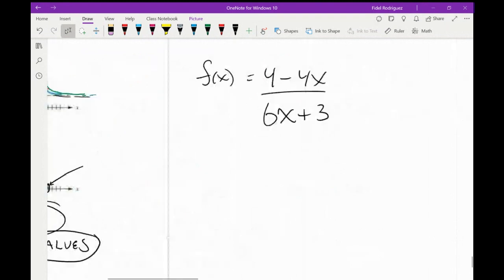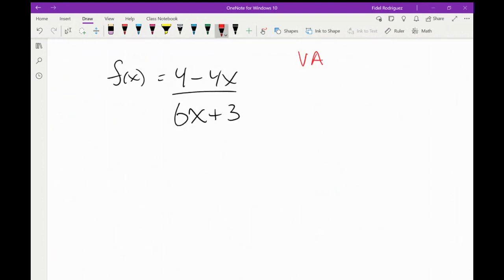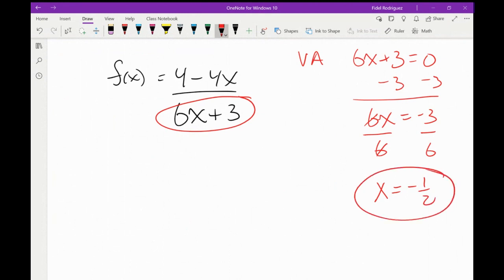Yes, okay. All right. So remember, if I'm going to find my vertical asymptote, I'm going to take the bottom part and set it equal to 0. So when I move this 3 over, I get 6x equals minus 3. And when I divide by 6, I'm going to get x equals negative 1/2, right? So I'm going to stop sharing this part right here, and I will come back to my problem.